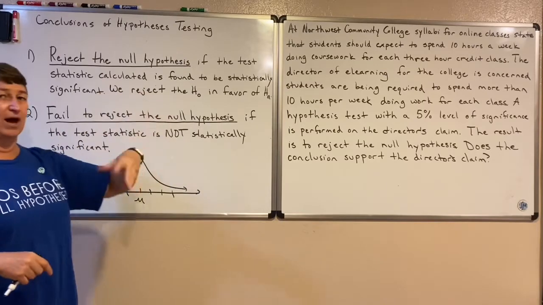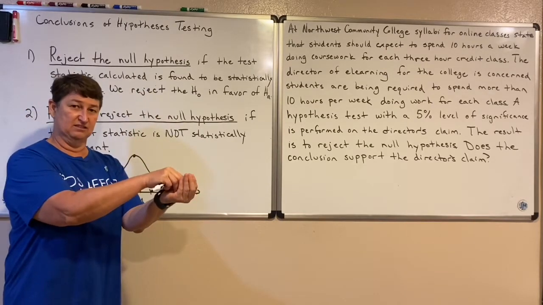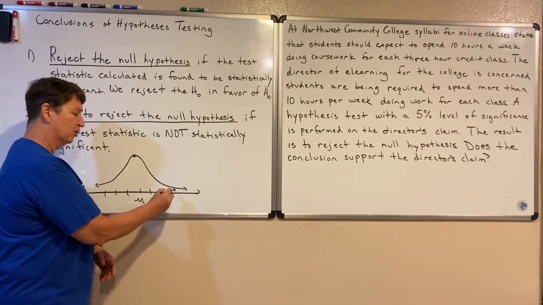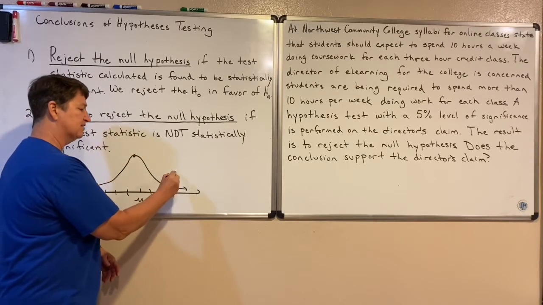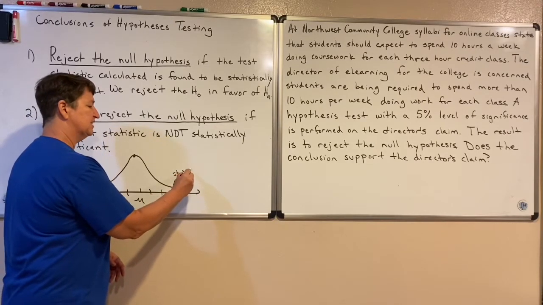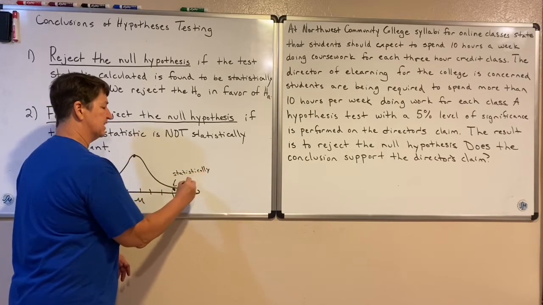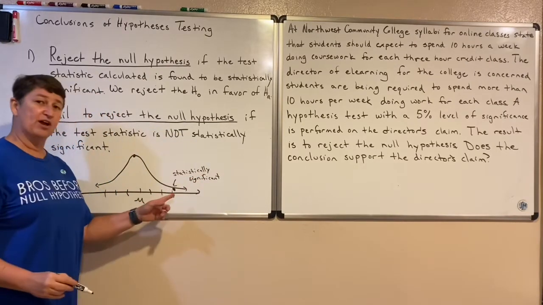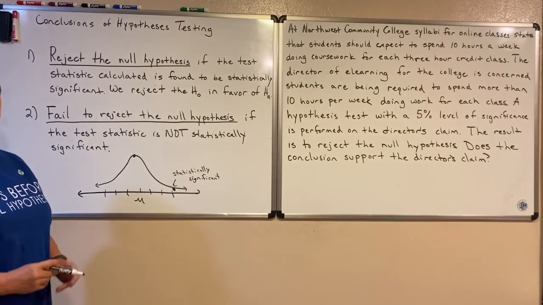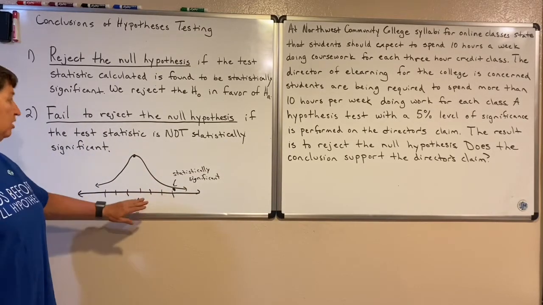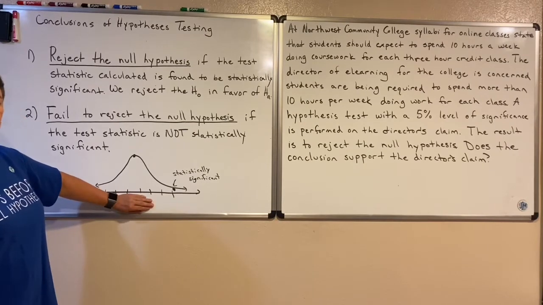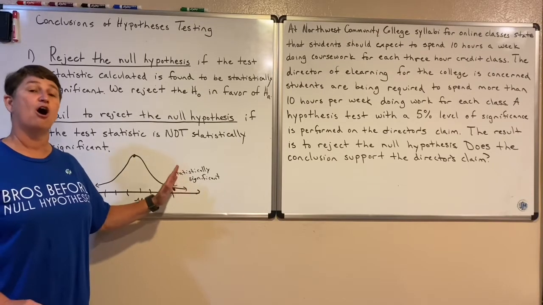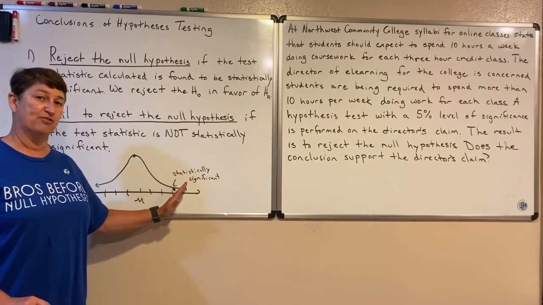But let's say I go out and I collect that test statistic, and it falls way out here. Well, then I say, hey, that is statistically significant. And if it is way out there and we say it's statistically significant, then we reject the null. We say, hey, we reject you. And it gives us evidence in favor of whatever our alternative hypothesis was.